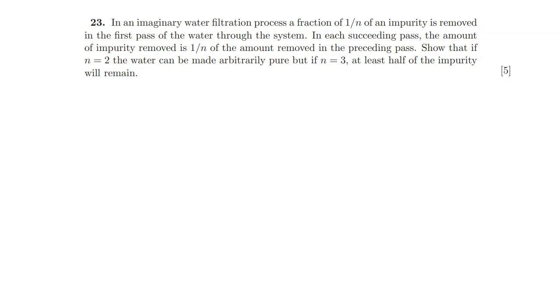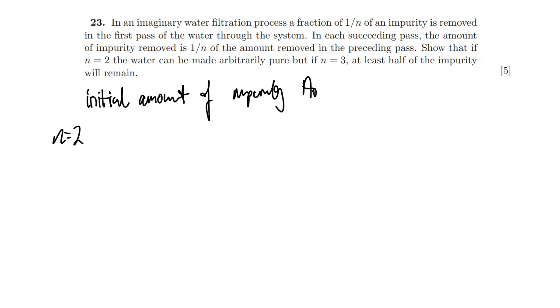So let us call the initial amount of impurity A0. So for n equals 2, in the first pass we will remove 1 over n of the impurity, or rather A0 over 2 of the impurity. That's the amount that will be removed.